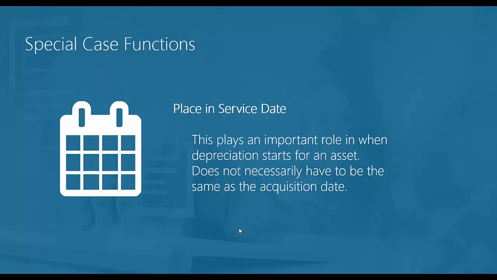So there are some special case functions that we see happen at times with GP. There may be times when you purchase an asset that will not necessarily be placed into service right away. The fixed assets module allows you to track the acquisition date for the asset in the general asset subledger. But in the depreciation book, you're actually able to define a completely different place in service date. And depreciation actually functions from the place in service date, so that depreciation will only begin once that asset has been placed in service and is being used.